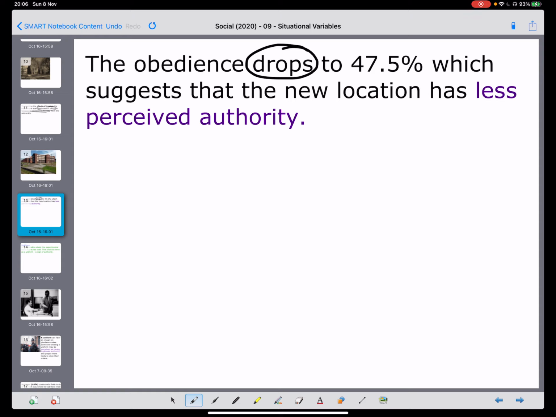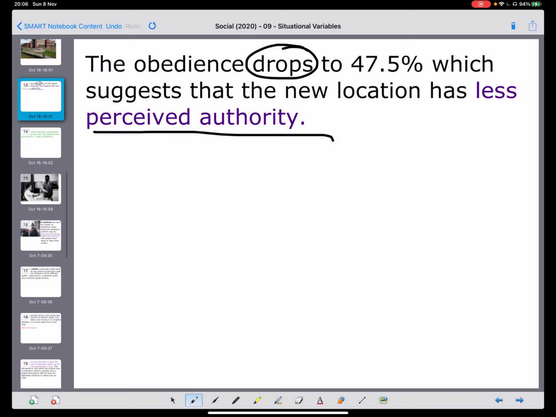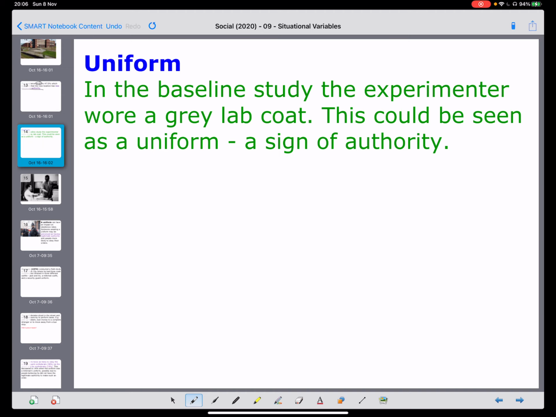And I suppose it's this idea of perception, perceived authority. So in a less scientific, less knowledgeable location, the perception of the authority of science or the authority of the experimenter does drop down, and we find obedience is at 47.5%. So as you can see, we go through these particular ideas quite quickly. Then we can quickly move on to uniform.